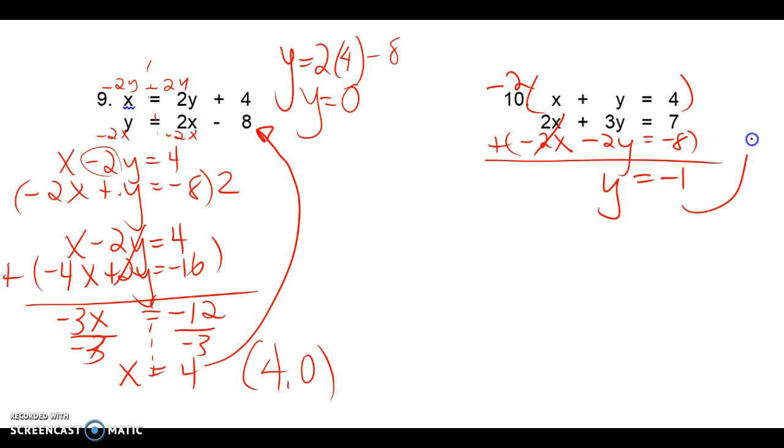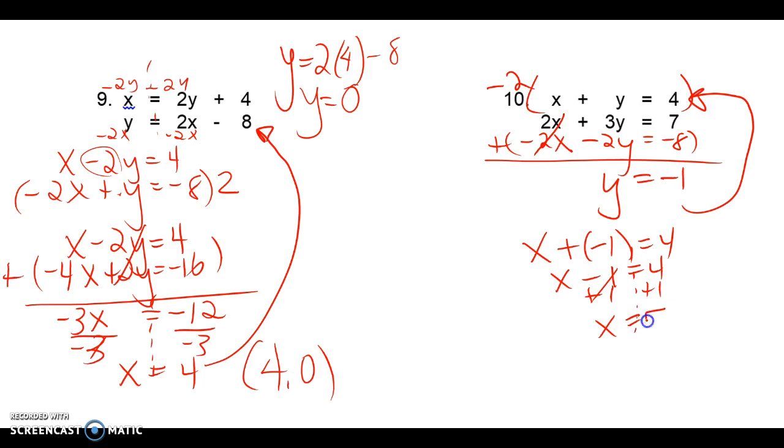And I can go into either equation. I'll pick the top one. x plus a negative 1 equals 4. So that's really x minus 1 equals 4. Add 1 to both sides. x equals 5. Well, that worked out nicely. 5, negative 1. All right, I am going to stop here and pick up in the next video.